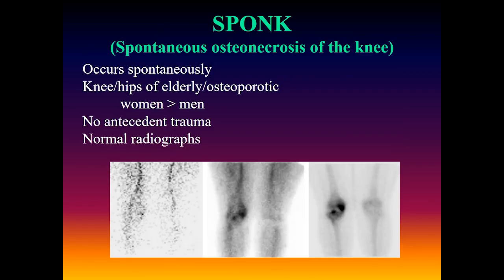Spontaneous osteonecrosis, or SPONK, is typically seen in the knees and sometimes in the hips of elderly osteoporotic individuals. It is more frequently seen in women than in men. There typically is no antecedent history of trauma, and radiographs are normal. SPONK most often involves the medial femoral condyle, but it also can involve the lateral femoral condyle as well as the tibial plateaus.